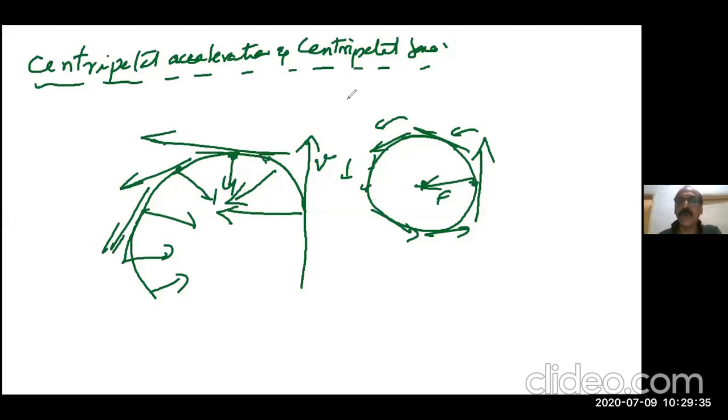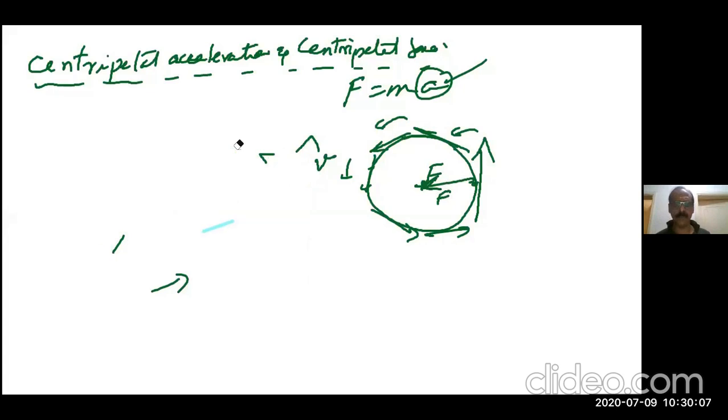According to Newton's law, whenever a force acts, there must be an acceleration. So here also there is a force acting. Speed is not changing, but velocity is changing because the direction changes. That change in velocity due to change in direction, which acts toward the center of the arc, is known as centripetal acceleration, and the force which causes this acceleration is known as centripetal force.